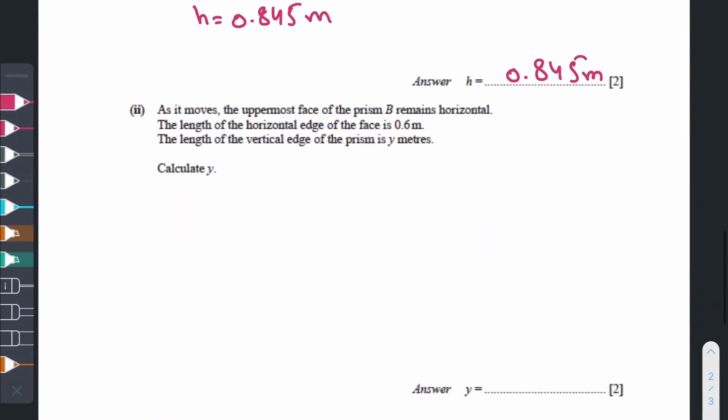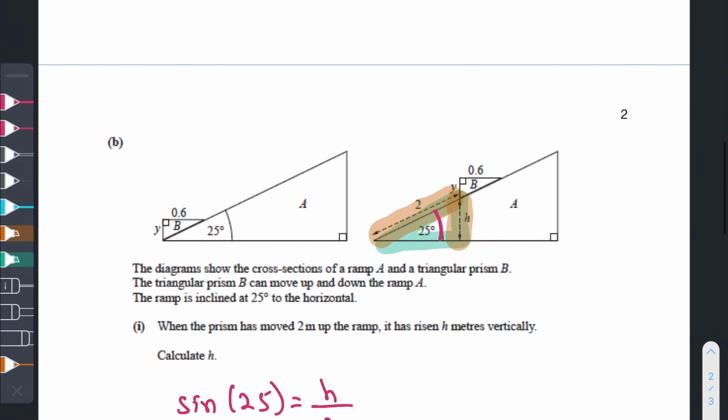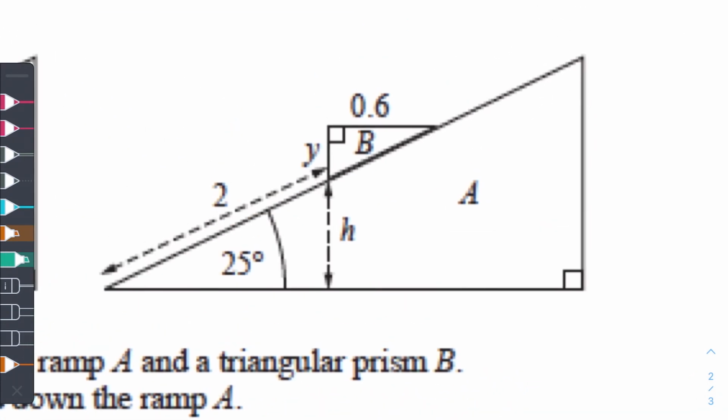Okay. The next part of the question says, as it moves, the uppermost face of the prism B remains horizontal. The length of the horizontal edge of the face is 0.6 meters. The length of the vertical edge of the prism is y meters. Calculate y. Okay, let's have a look at the drawing first. They're asking us to calculate this little value of y that we have over here, this one.